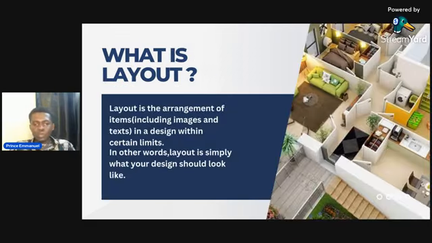Now, what is layout? Layout is the arrangement of items, including images and text, in a design within certain limits. In other words, layout is simply what your design should look like. So when they ask you to describe your layout, like how did you get this perfect layout, it means how did you get this perfect arrangement. Because if you give me a design, the text to use, and all the elements I need to design it, and give another graphic designer the same, the way I would design it may be different from the way he is going to design it. Why? Because of the arrangement. I hope you understand. It's because of the layouts.